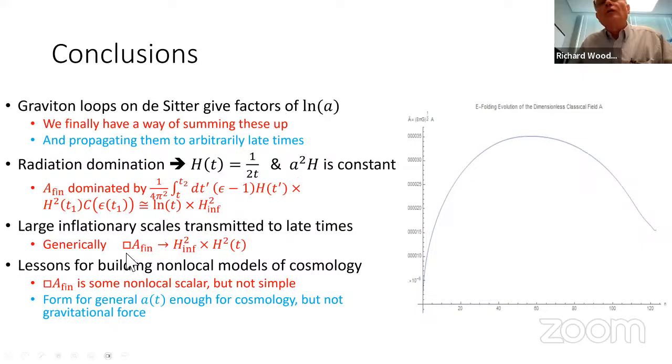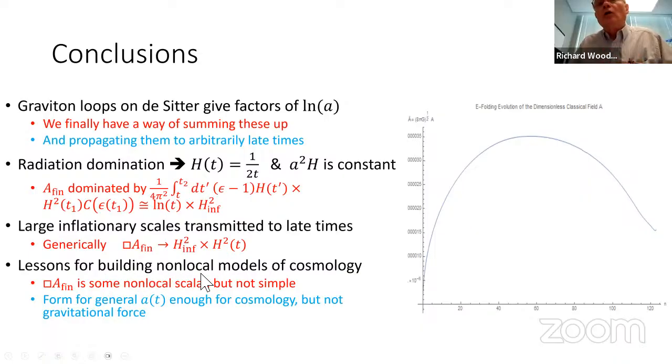And that means that even after you take two derivatives of it, what you get is something that looks like the local H squared of t times an H squared during inflation. So it remembered that the universe had undergone a period of primordial inflation, and it propagates the huge scales of primordial inflation to arbitrarily late times. I think that's a hugely significant result, and that's the explanation for my title.